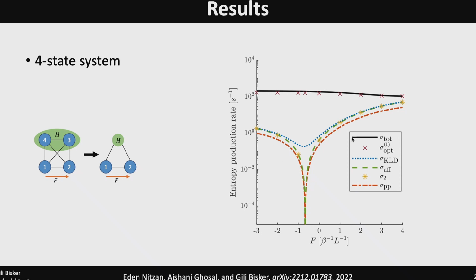And you can see that it's much better than, for example, the KLD, which is in blue, the affinity, sigma 2, and the passive partial entropy production. So in this case, all these three, the passive, the sigma 2, and the affinity vanish at stalling conditions. By the way, they seem very similar, but the affinity here suppresses sigma 2.